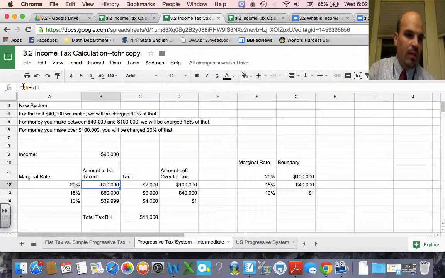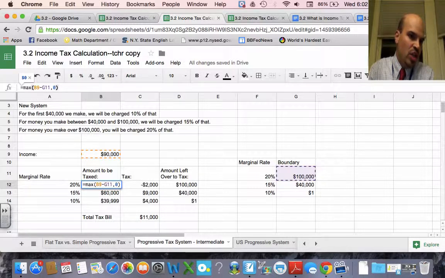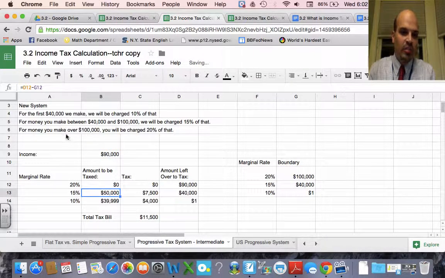I don't want to do that. So what I want to do is, if this number happens to be negative, I don't want it to be there. I want it to actually be 0. So what I'm going to do is very easy. I'm going to put a max formula in here. I'm going to say I want the maximum of this value or 0. And what that means is that if this number, B9 minus G11, is less than 0, then I'm just going to report back 0. So I'm going to have max. I'm going to do it here as well. And I'm going to do it here as well.